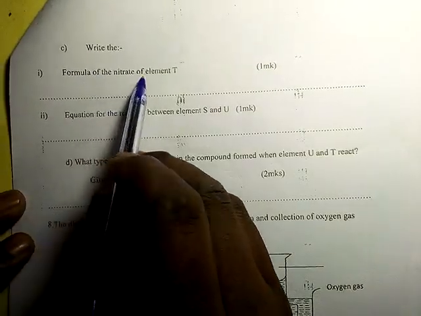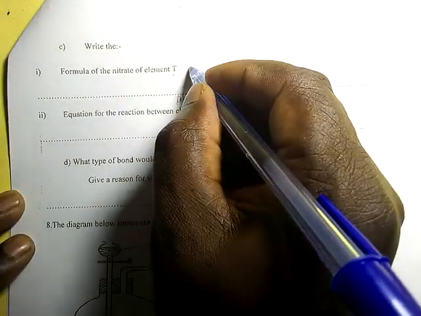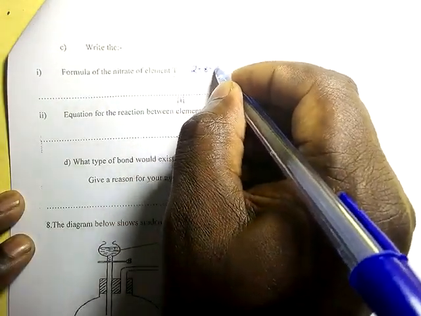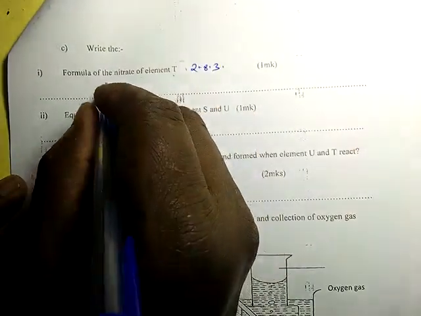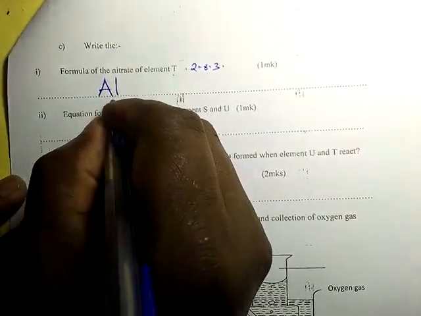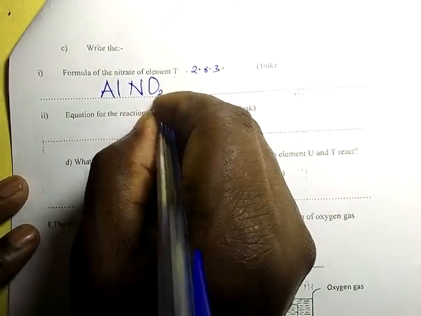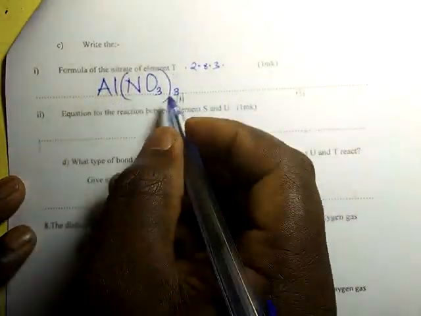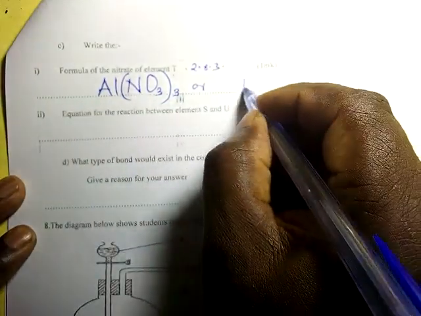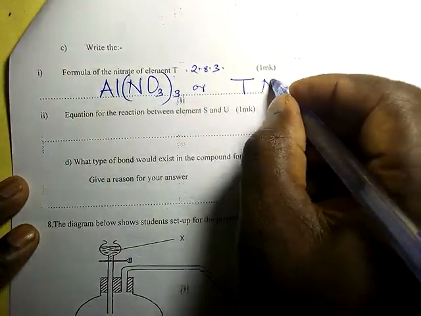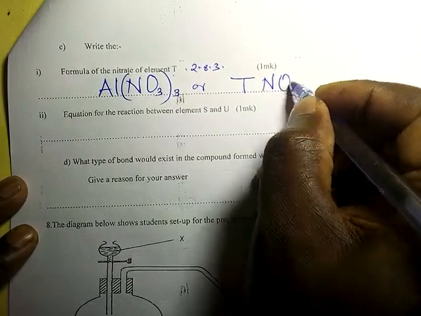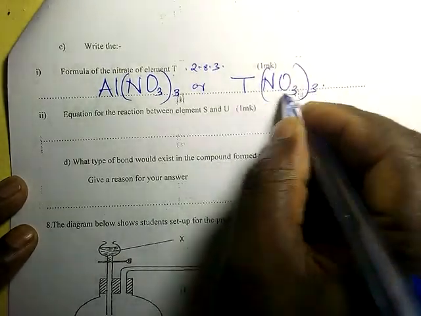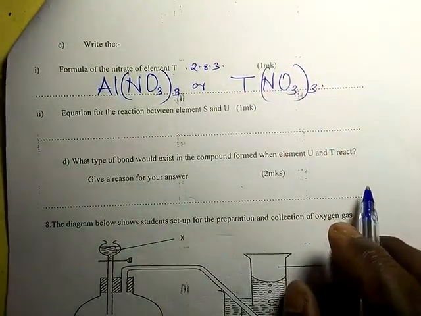Write the formula of the nitrate of T. T was 2, 8, 3. That is aluminium. So you should know the nitrate of aluminium. This is aluminium, and then nitrate is this. Aluminium has a valence of 3, so this is the nitrate. So you can write it this way, and you will get the mark.